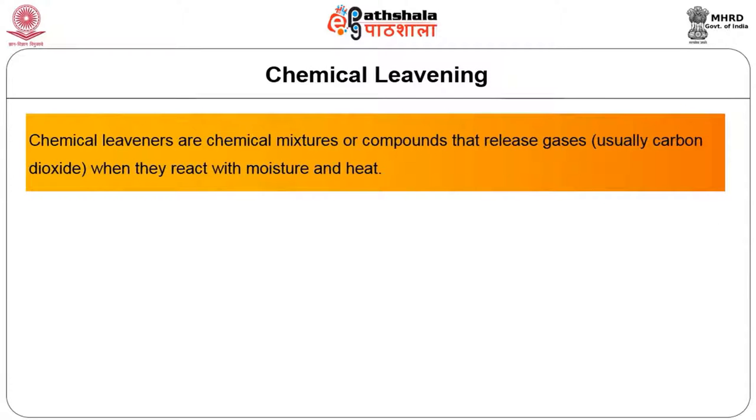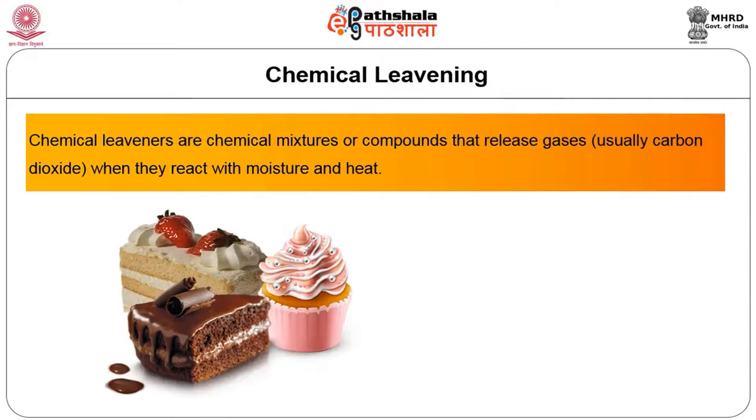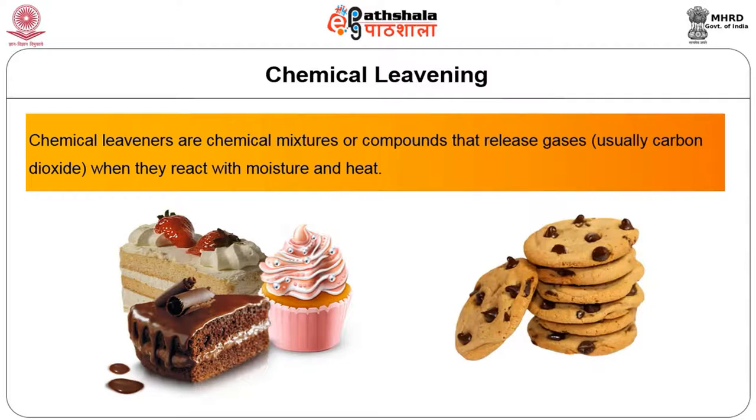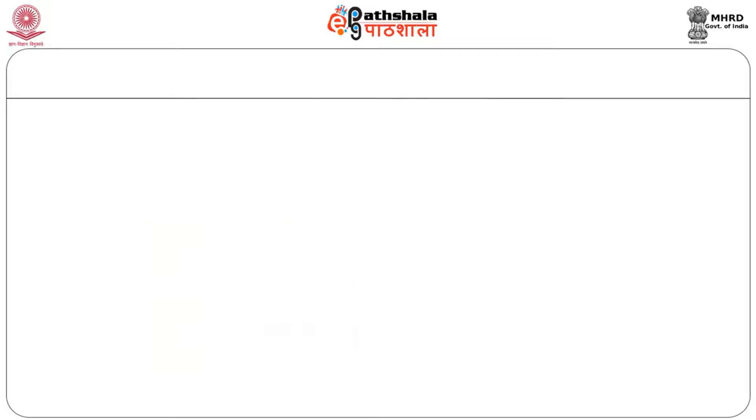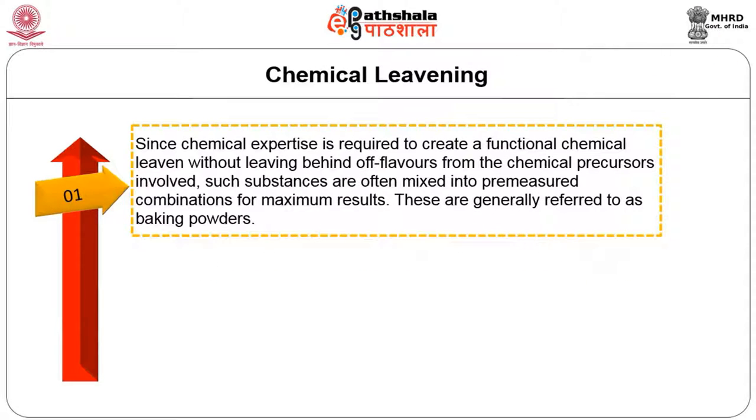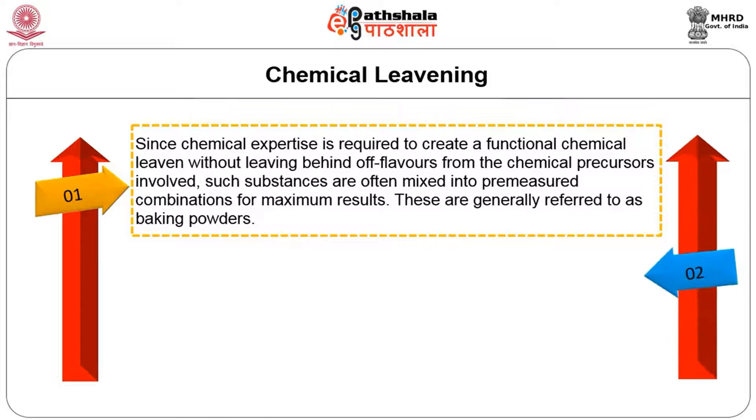Chemical leaveners are chemical mixtures or compounds that release gases, usually carbon dioxide, when they react with moisture and heat. Chemical leaveners are used in cakes, cookies, and numerous other applications where a long biological fermentation is impractical or undesirable. Since chemical expertise is required to create a functional chemical leaven without leaving behind off flavors from the chemical precursors involved, such substances are often mixed into pre-measured combinations for maximum result. These are generally referred to as baking powder.